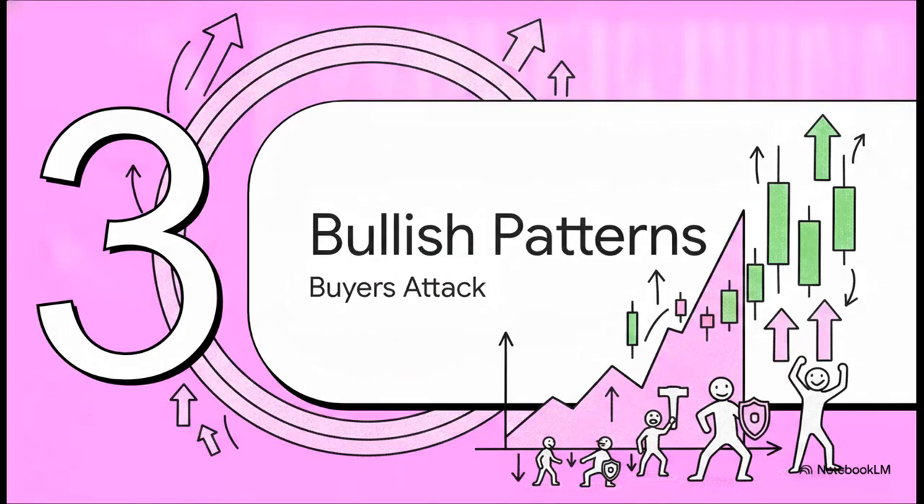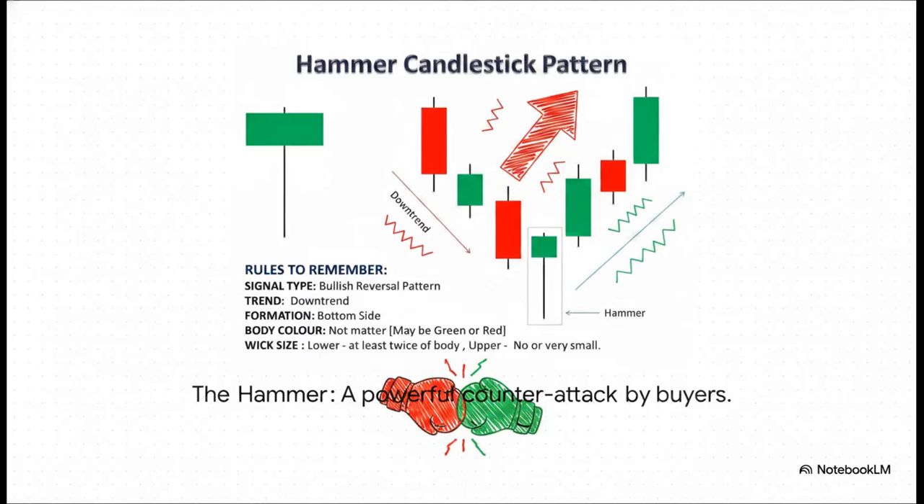Section 3. Bullish patterns. Buyers attack. These bullish patterns typically pop up at the very bottom of a downtrend, right when sellers exhaust themselves and buyers finally launch their attack. Our first major signal is the hammer, and this brilliantly illustrates that shift. Imagine an exceptionally long lower wick. It has to be at least twice the size of the small body at the top.